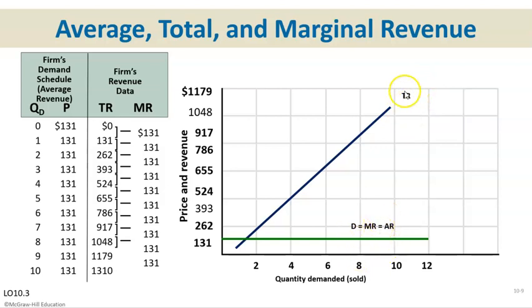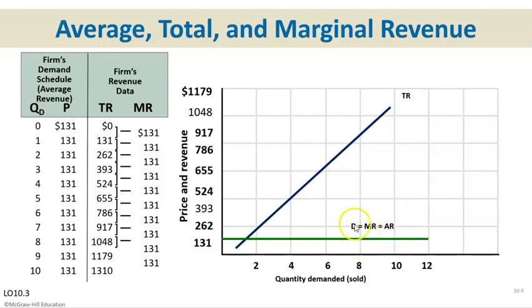This is much more important. So we're not going to use the total revenue graph very often, but if you look at this one down here, we have a straight line, a horizontal line right across at the price. So this is at 131. This is the demand curve for the individual firm. It's also equal to the marginal revenue, which is equal to the average revenue. Average revenue doesn't pop up nearly as often.